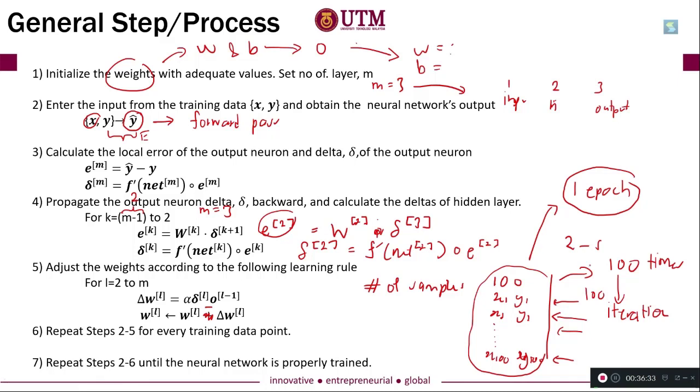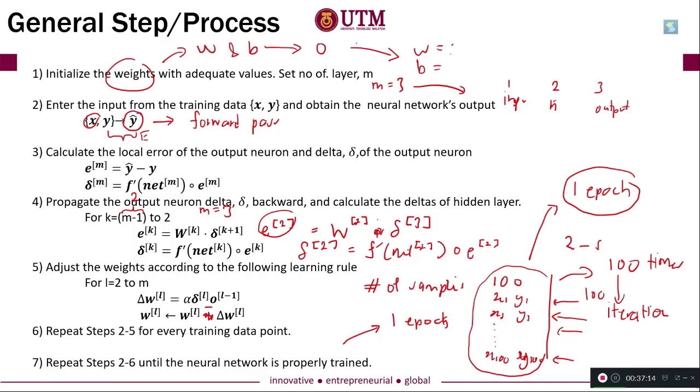Every time you repeat this step once, that is equal to one epoch. Okay, because repeat step 2 to step 6 means that once you complete step 2 to 5, and then complete step 6, you have already repeated this 100 times. So step 7 here, once you complete one instruction at this side, is actually one epoch.